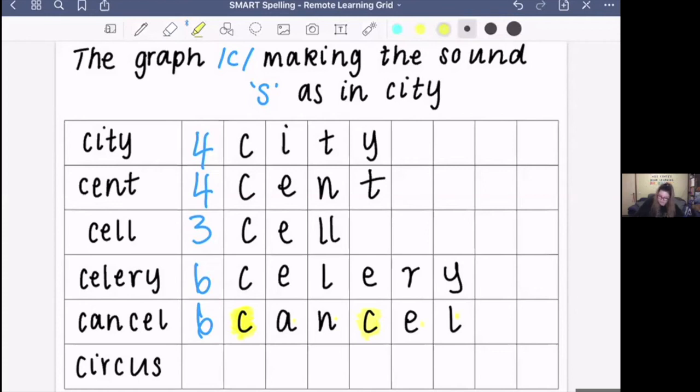Cancel. Can you please spell the word cancel back to me the same way that I spelled it to you? I'll say it again so you can remember how it sounds. C, A, N, C, E, L. Your turn.